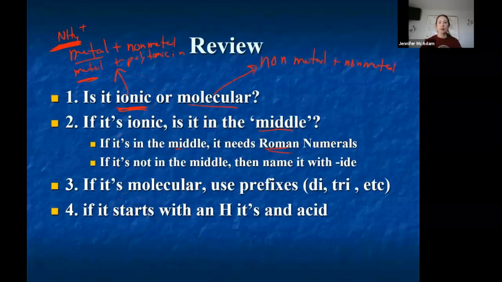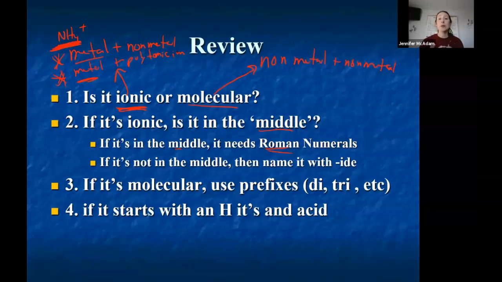Okay, so now, just a quick review. Ionic or molecular. So every single time that you see any compound in chemistry and you're asked to name it, the first question you're always going to ask is it ionic or is it molecular or covalent? Remember, an ionic compound is a metal and a non-metal, or a metal and a polyatomic ion. Again, how do you know if it's a polyatomic ion? You memorize them.